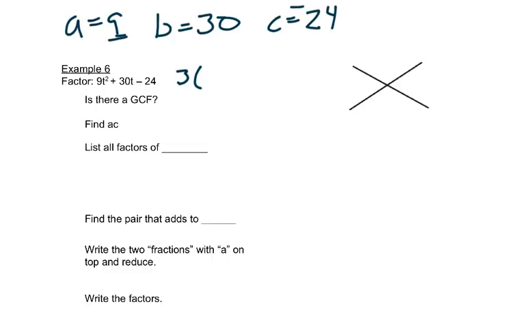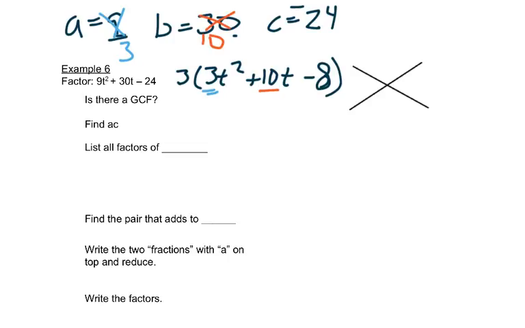So if I take a 3 out of the 9, I have 3t squared. If I take a 3 out of the 30, I have plus 10t. And if I take a 3 out of the negative 24, I have a minus 8. And now my A changes. It's now a 3. B changes. It's now a 10. And C changes. It's now a negative 8. Again, double check. Do I have any other greatest common factors with 3, 10, and negative 8? And I do not.